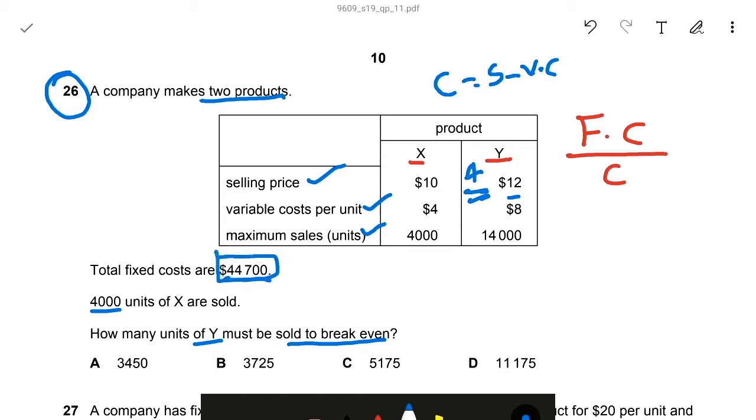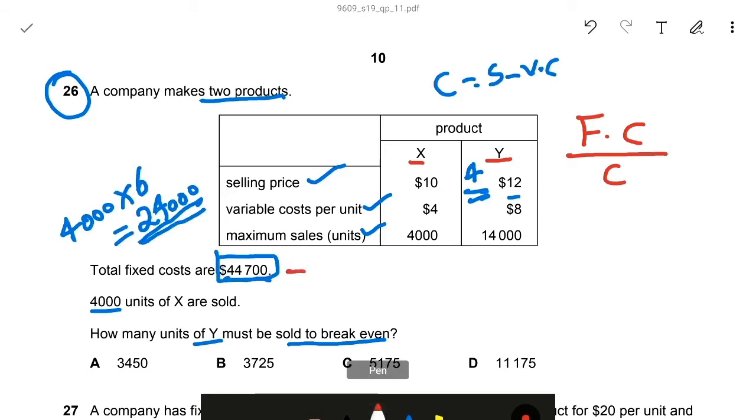44,700. Out of this, already we are given to X, that is 4,000 into X contribution, it was 6. Then 24,000 is the part of X. So for Y, 44,700 minus 24,000. Fixed cost of Y is 20,700.